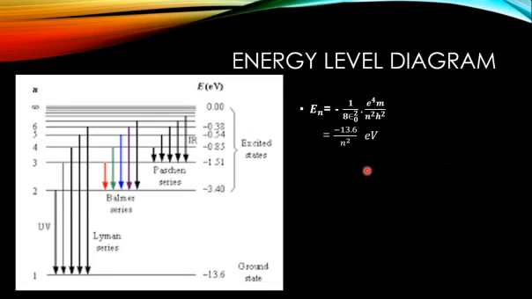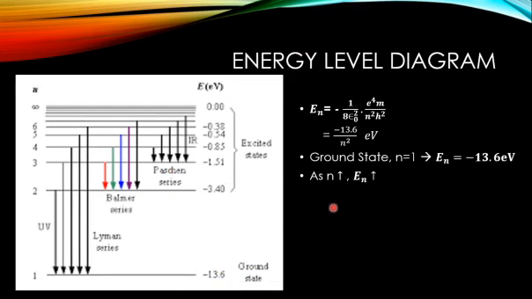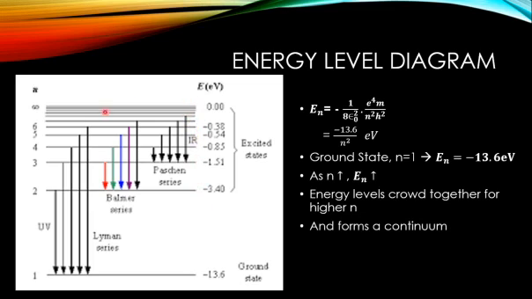So the points to be considered are that the ground state value is minus 13.6 electron volt, and as n increases, the value of energy also increases, and the spacing between the energy levels decreases with increase in energy. That means the lines will get crowded together, and hence they will form a continuum of energy for very high values of orbits.